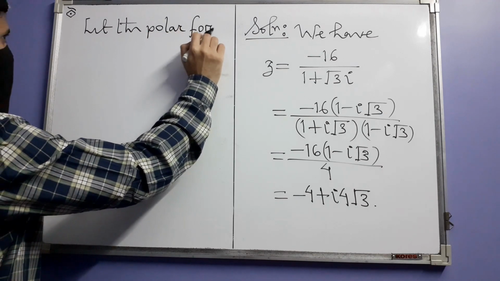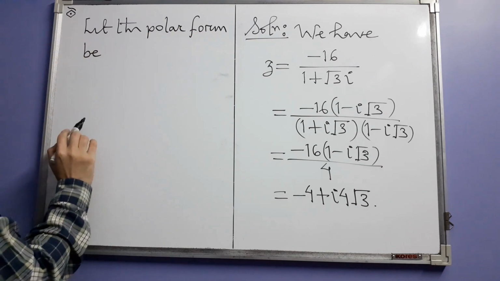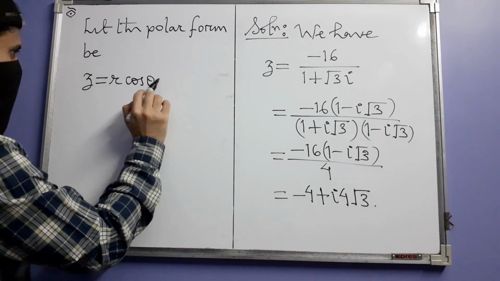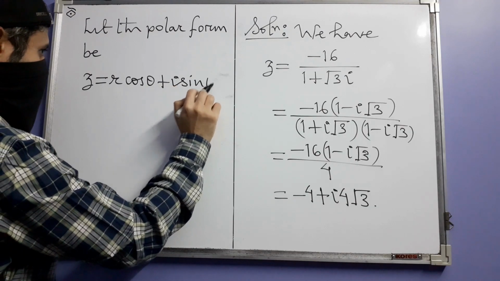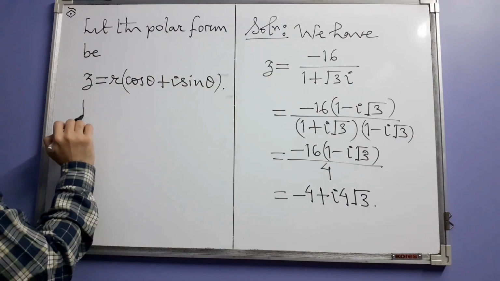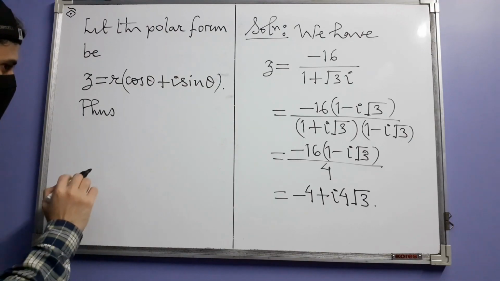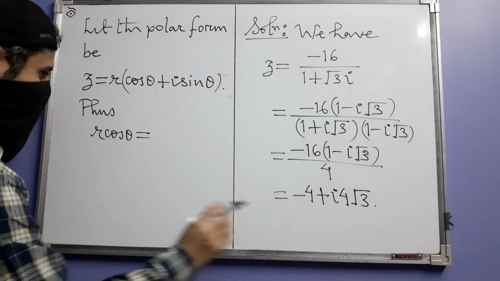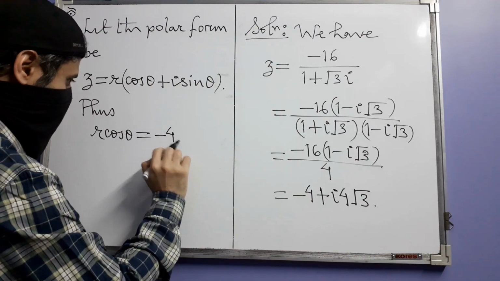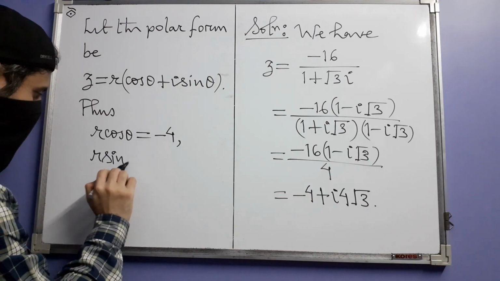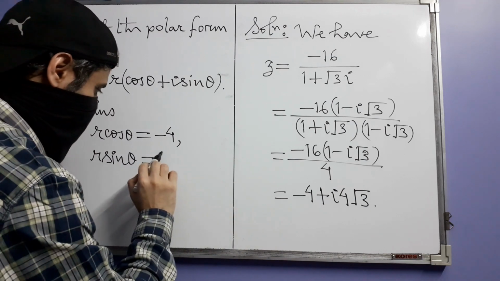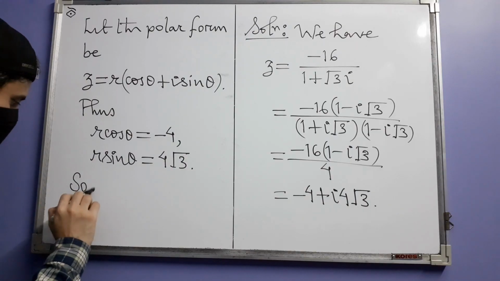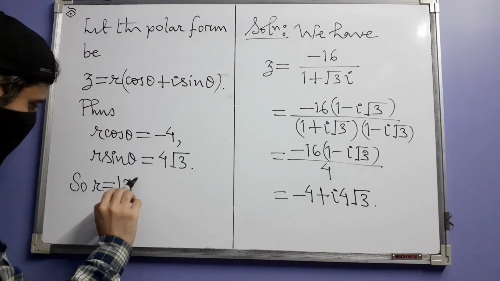The polar form z equal to r times cos theta plus I sin theta. Thus, so what are the equations we are getting? R cos theta equal to minus 4 and r sin theta equal to 4 root 3. So this time let me just directly write this.